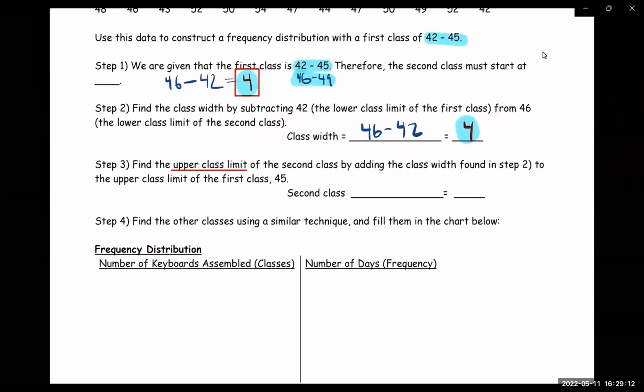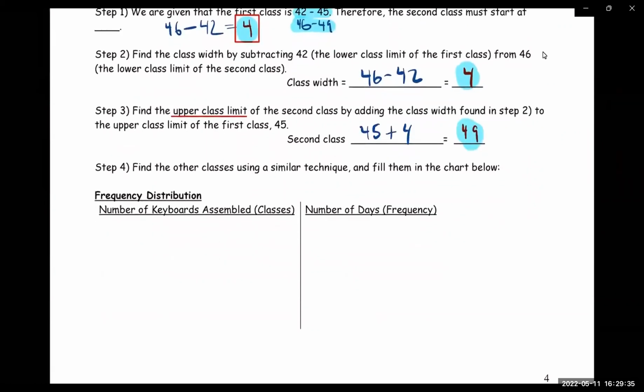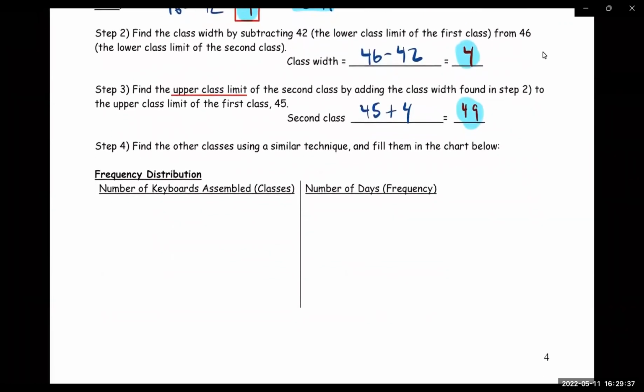So the second class is equal to, I'm just going to write that here. I guess they want us to show the math. So 45 plus 4 equals 49. That's how we were able to find the upper class limit for the second class. Find the other classes using a similar technique. Fill them in the chart.